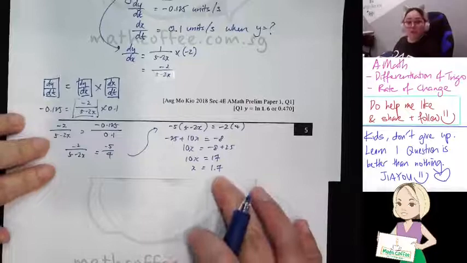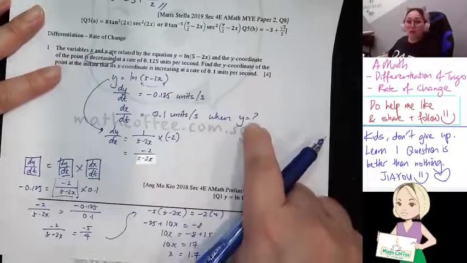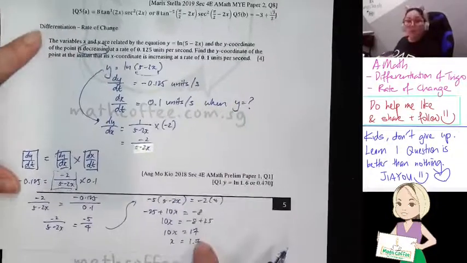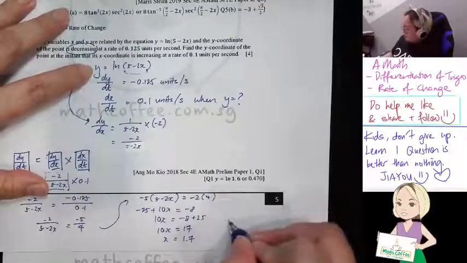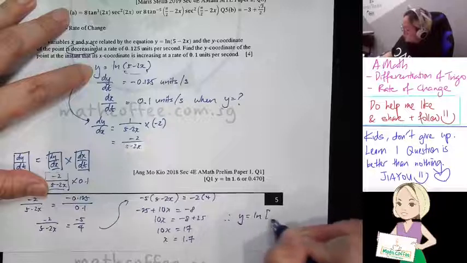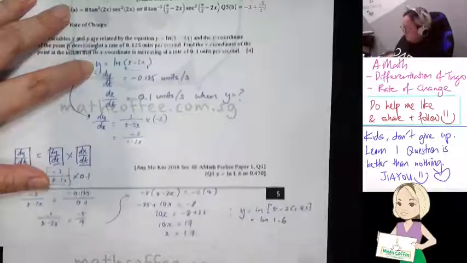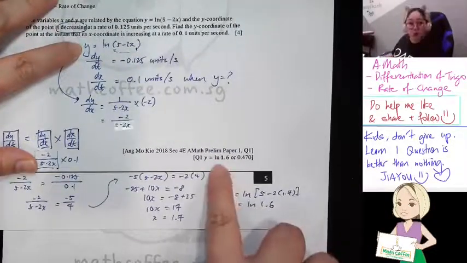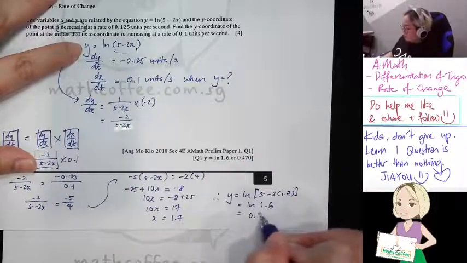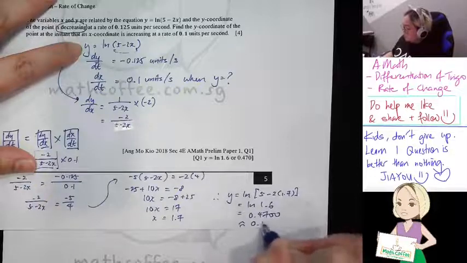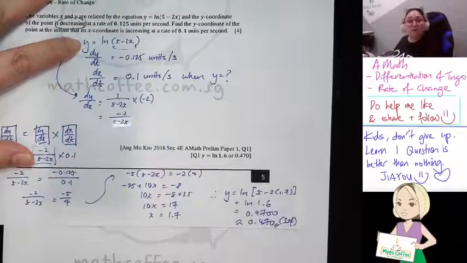Okay, so x is 1.7. Don't stop there. Remember I said that this question is a little bit tricky. They asked you to find the y. They did not ask you to find the x. So you need to do one more step, which is to find the y. So you need to sub. Therefore, my y equals ln of 5 minus 2 times 1.7, which equals ln 1.6. You can leave your answer in ln 1.6, or you can find the 3SF. So this equals 0.4700, round off 0.470, 3SF. Okay?